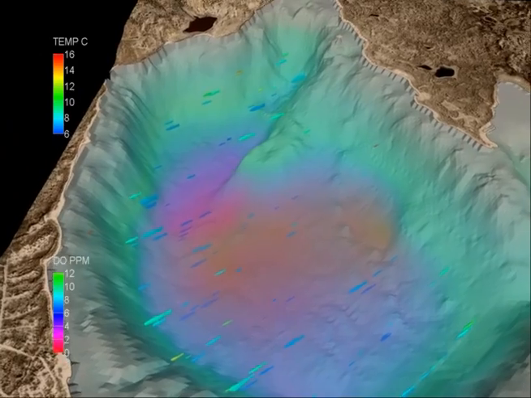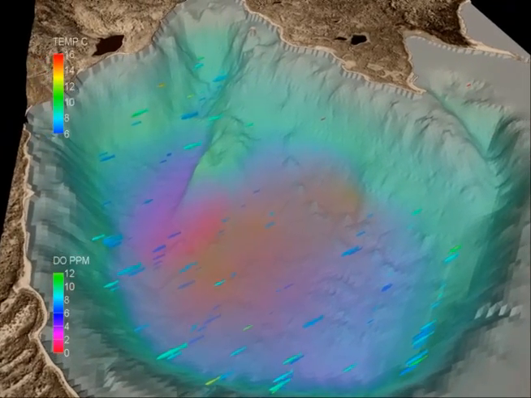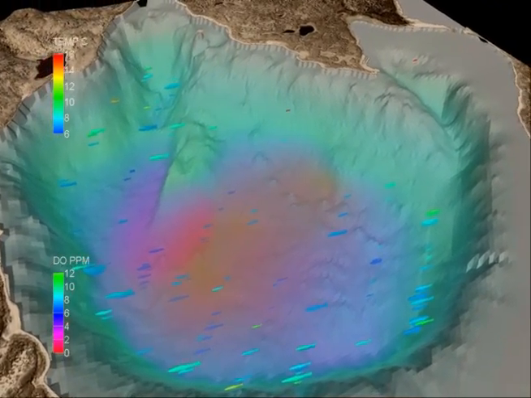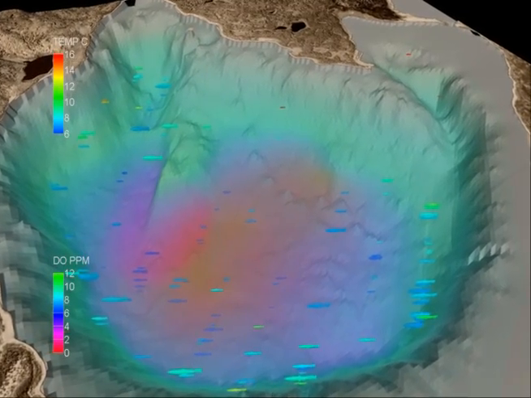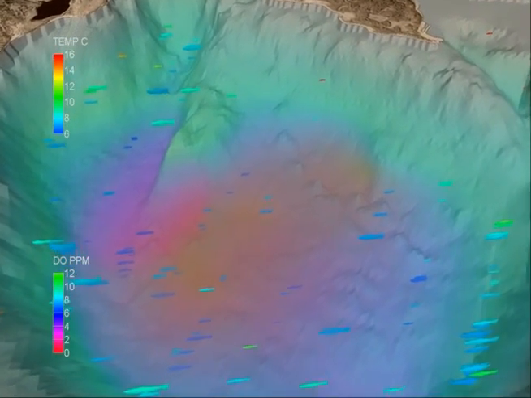Volume rendering is used to represent those regions exhibiting low dissolved oxygen levels as transparent clouds of varying color and transparency. Red and magenta regions have the lowest DO levels.